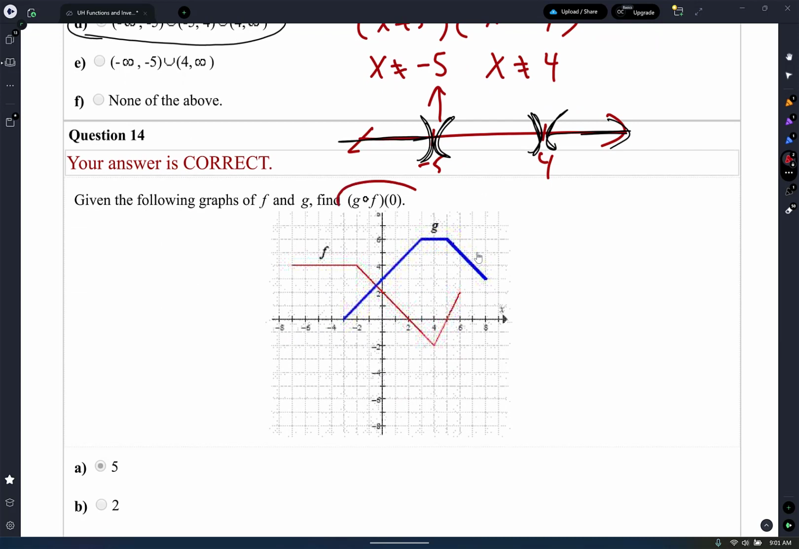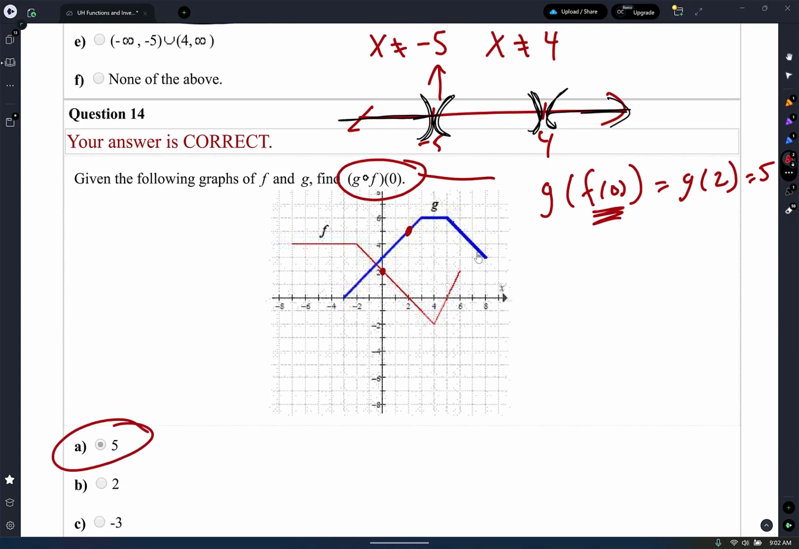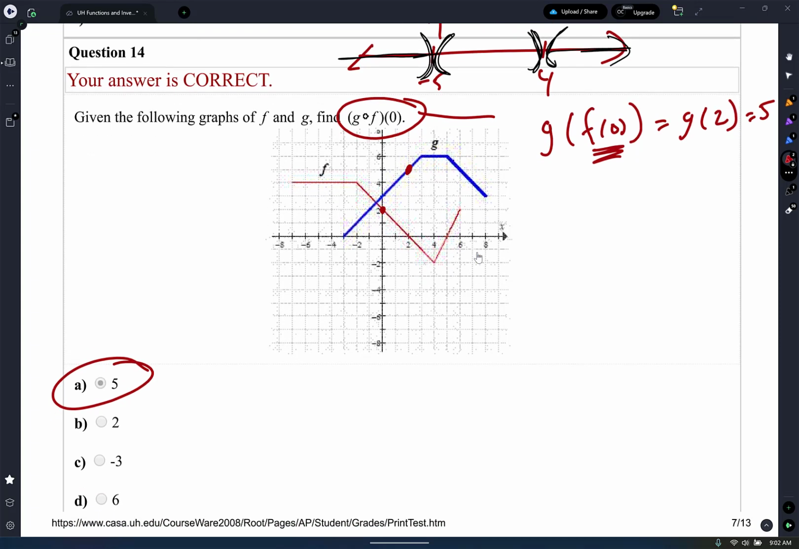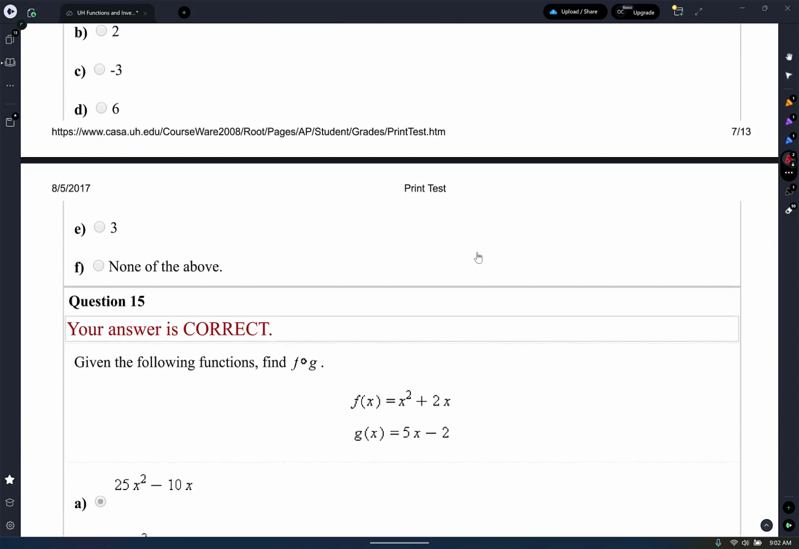This right here, don't get confused. That's just a composite function. All that means is this. G composite of f evaluated at 0. That's all it means. F of 0. When x is 0, so we're going to look at the f graph. When x is 0, the output is 2. So this is G of 2. So I go to the blue line now. When x is 2, the y value is 5. So there it is, 5. Cool or not cool, guys? Okay, let's go to the next one.